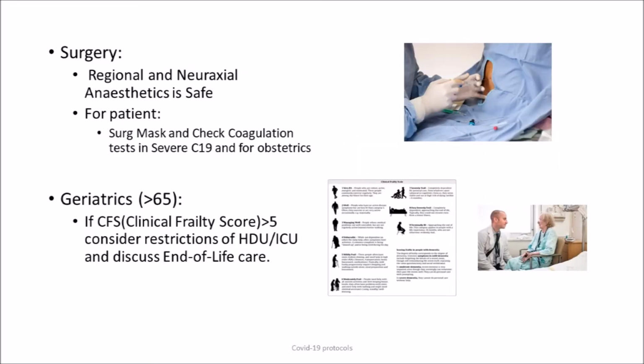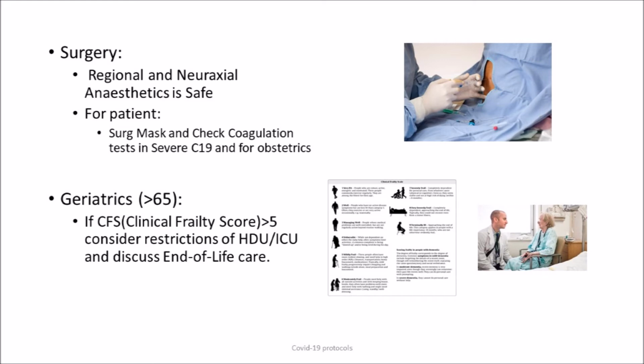For COVID-19 patients who require surgery, consider regional and neuraxial anesthesia as a first choice. If it is indicated, patients should wear surgical masks throughout the procedure. Nasal prongs with oxygen can be administered from under the surgical mask. Test coagulation profile in severe C19 and obstetric patients.